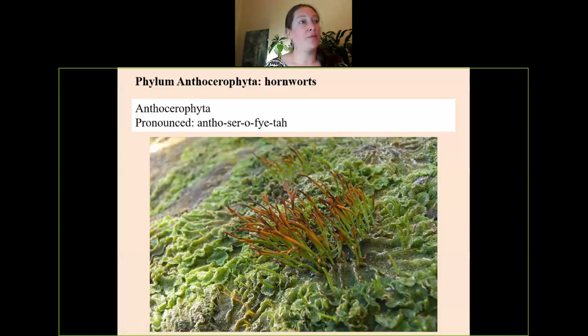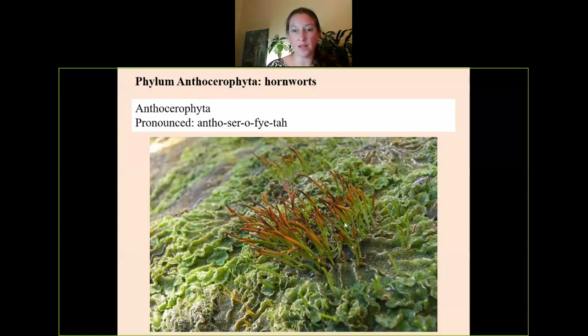The phylum name for hornworts is Anthocerophyta. Remember, if you see phyta, you know you're talking about a phylum. Interestingly, have you ever heard of a Triceratops, right? The dinosaur? Three, Ceratops. Cero actually means horns. So that's where the cero part comes in of the phyta, right? Anthocero, like Triceratops. Anthocerophyta, hornworts.